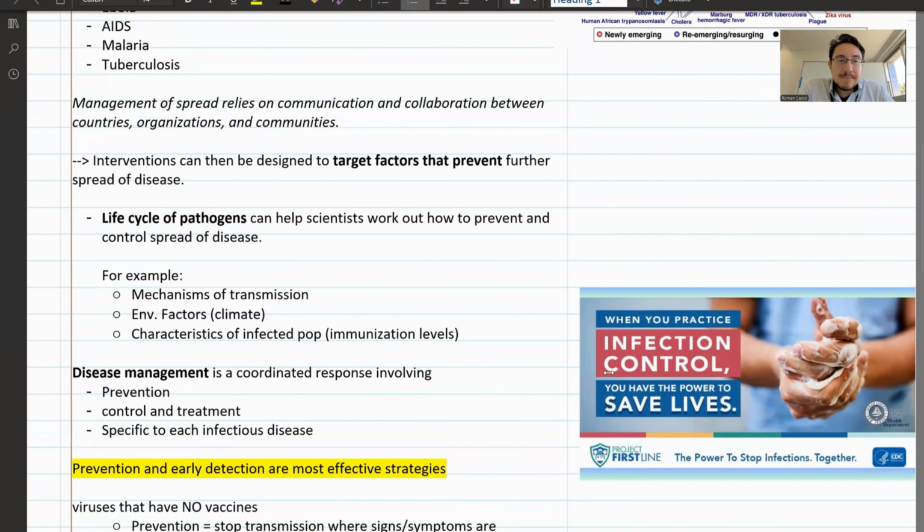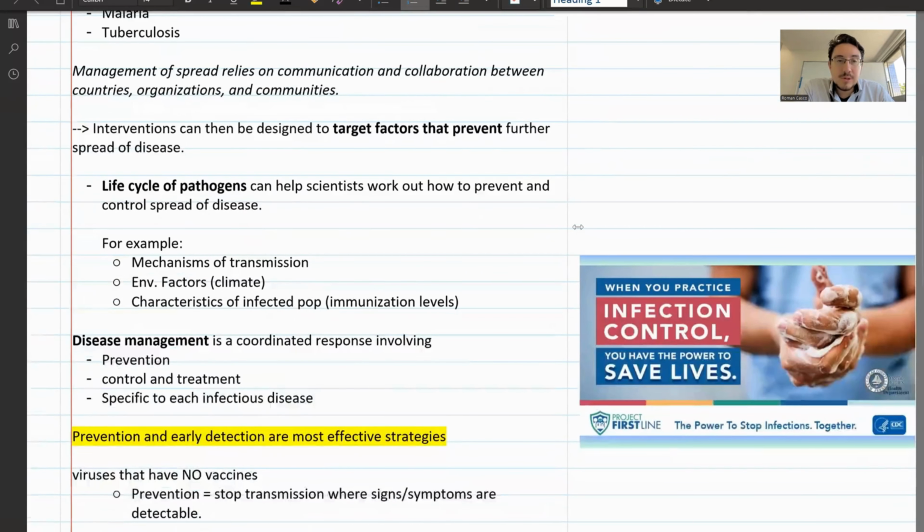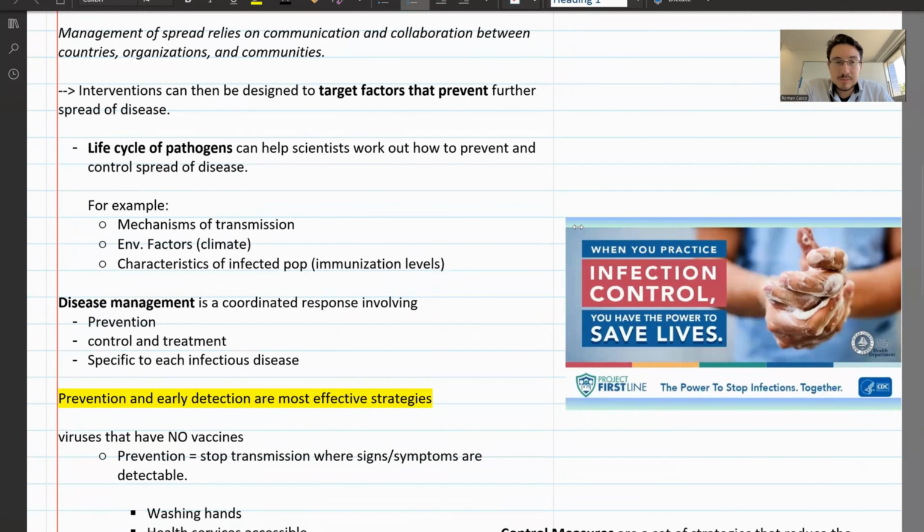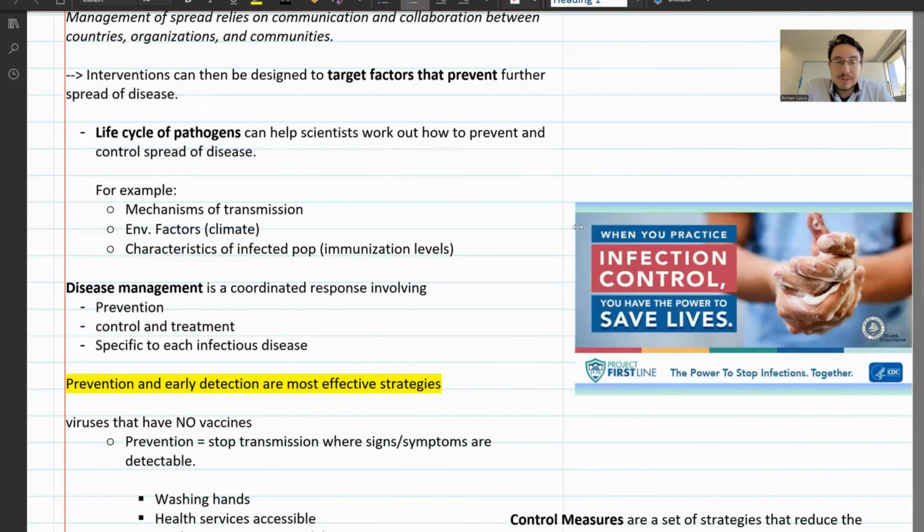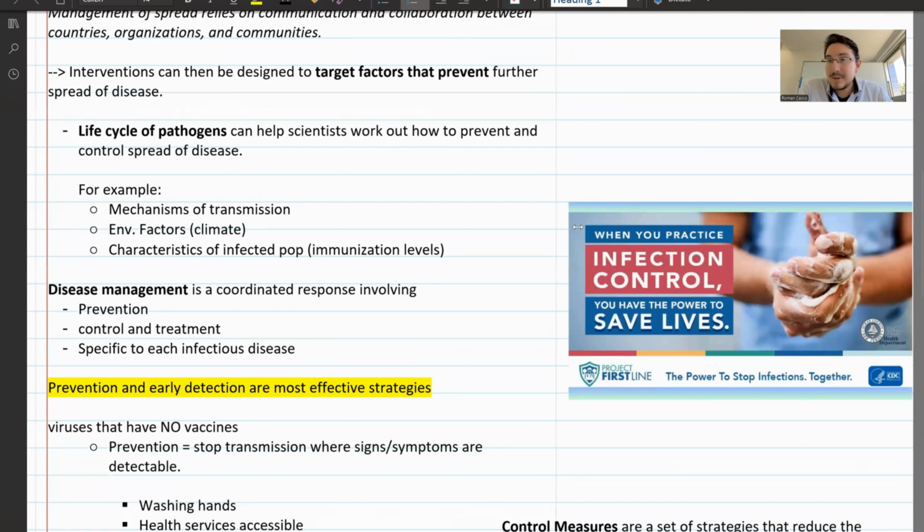So how we go about doing that is through different forms of strategies, interventions that we can figure out that can later be designed to target anything to help prevent the spread of disease. It could be vaccines, it could be preventive measures, and so forth, to help mitigate a particular disease from becoming a pandemic.